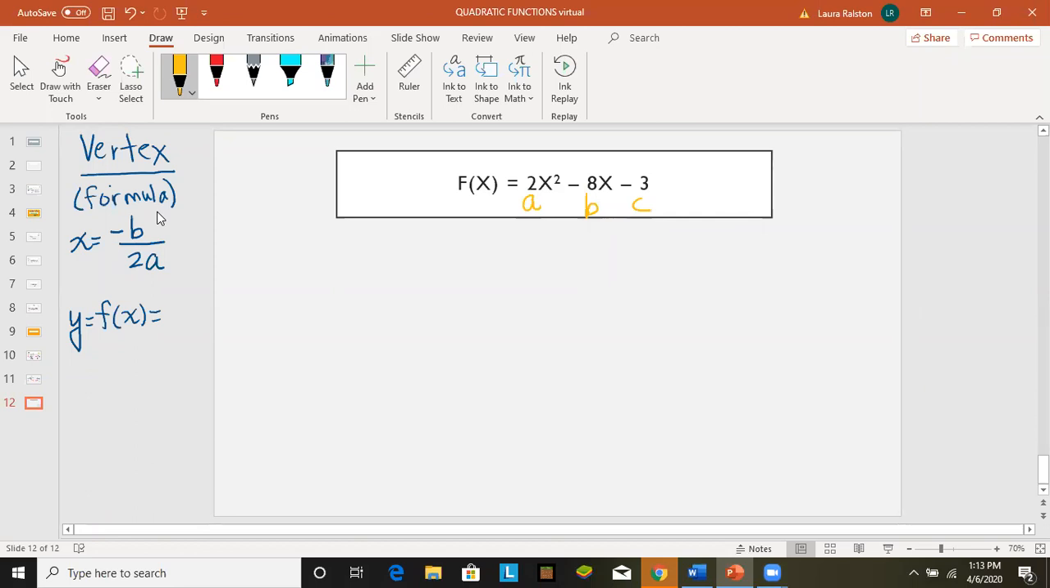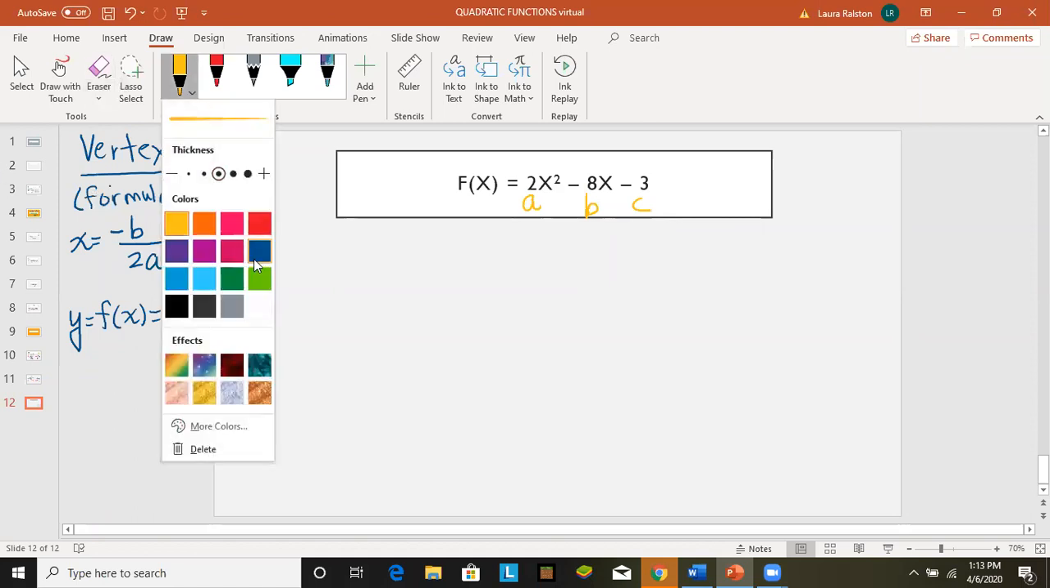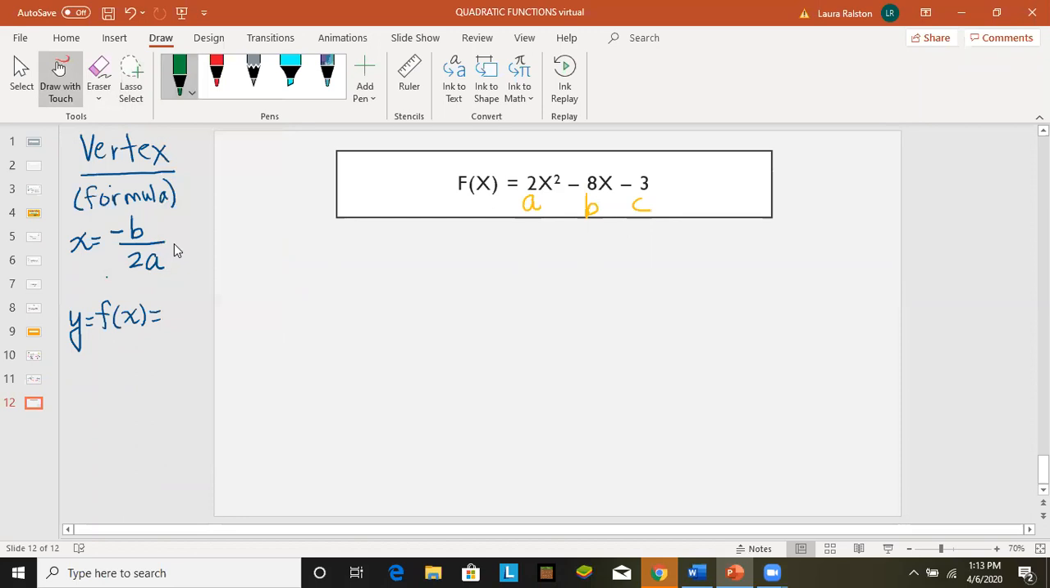Okay, so going back to my formula, we're going to plug and chug. We want the opposite of b, and b is -8. So we need the opposite of -8 over 2 times a, which is 2. So the opposite of -8 is +8 over 2 times 2, which is 4. 8 divided by 4 is +2. So the x value of the vertex is positive 2.